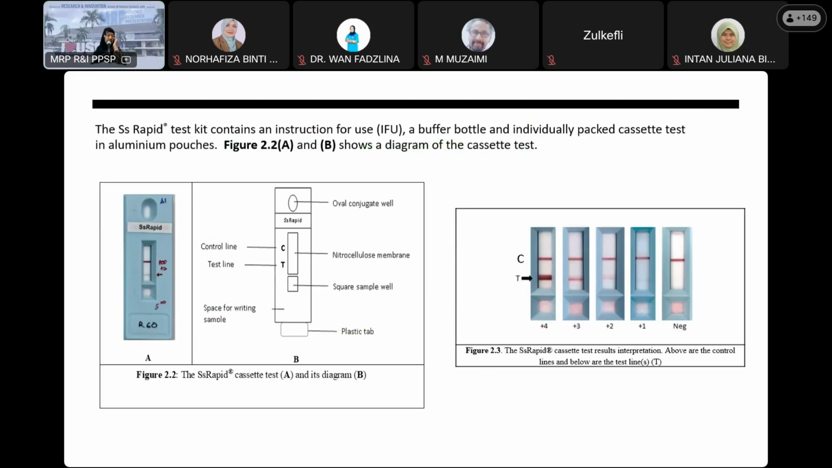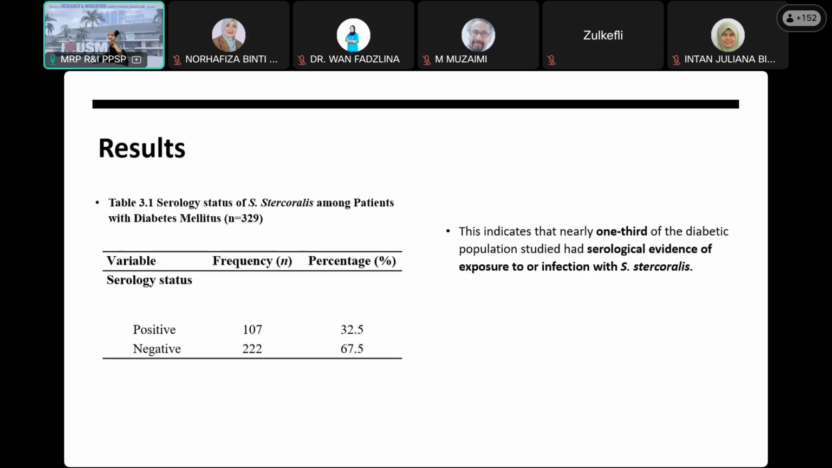Okay, this is the diagrammatic presentation of the kit. And I would like to draw your attention to the results. We have semi-quantitative results. When you test the patient, it can be negative, positive, +1, +2, +3, or +4. It depends on the strength of the antibody. So now we go on to the results.